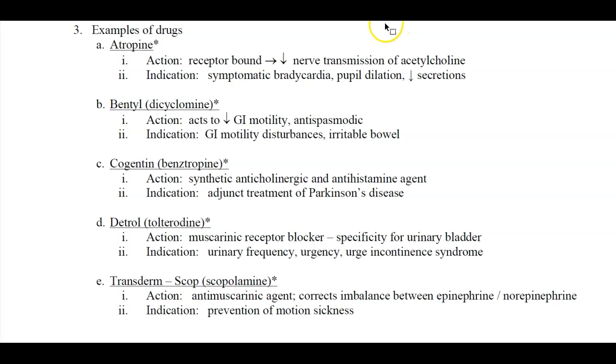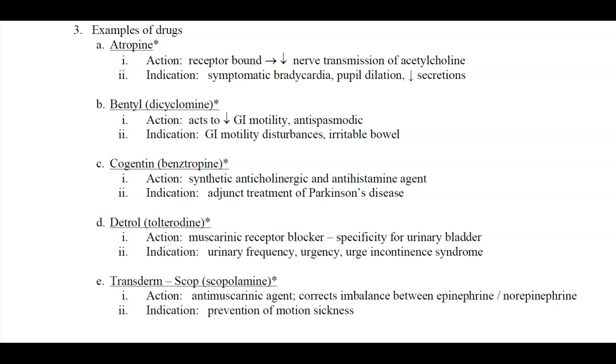Cogentin or benztropine, this is a synthetic anticholinergic and antihistamine agent. The indication is Parkinson's disease. So this is an adjunct treatment to Parkinson's disease. This reduces the rigidity and tremor of patients.